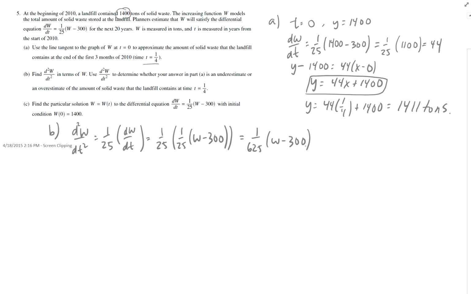So, question: what do we know about the concavity here? What do we know about the second derivative? What do we know about W? W is always greater than 1,400. Isn't the second derivative always going to be positive? Yeah. So W is concave up.